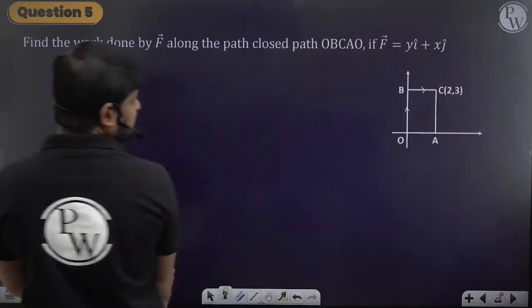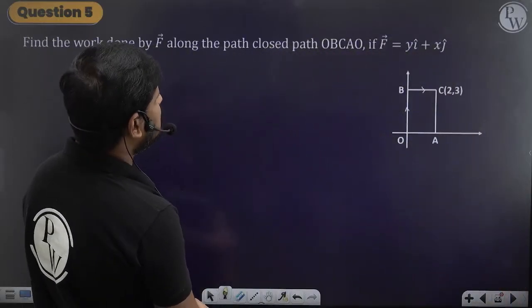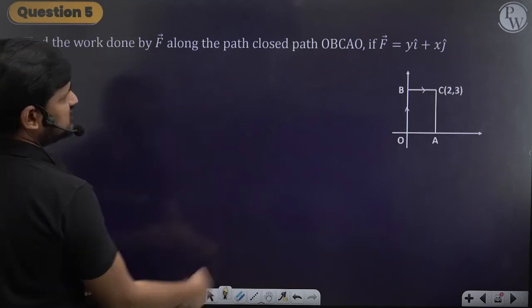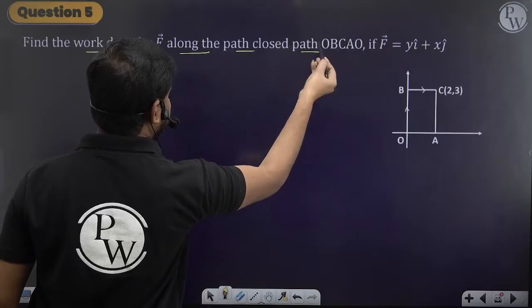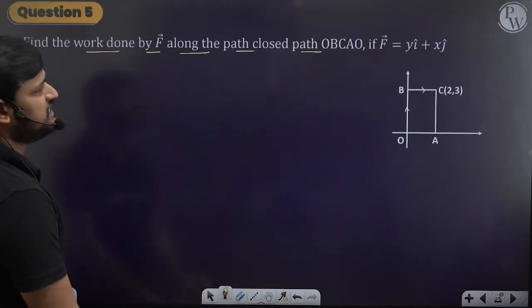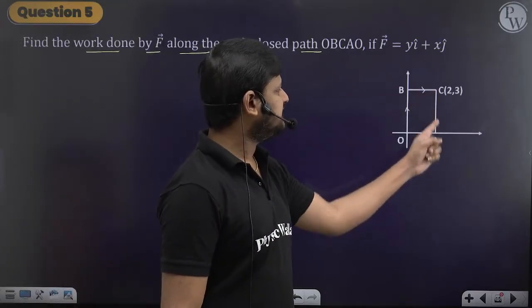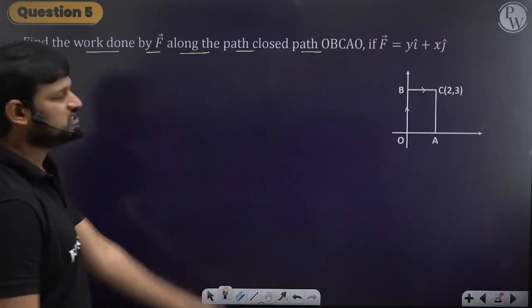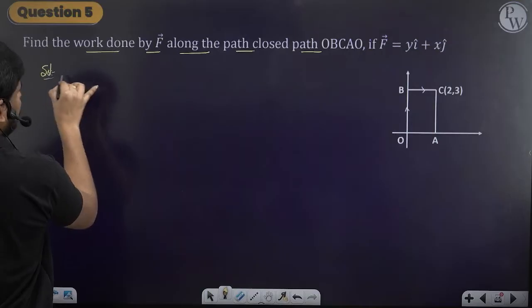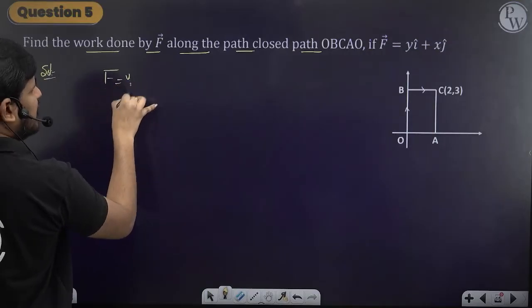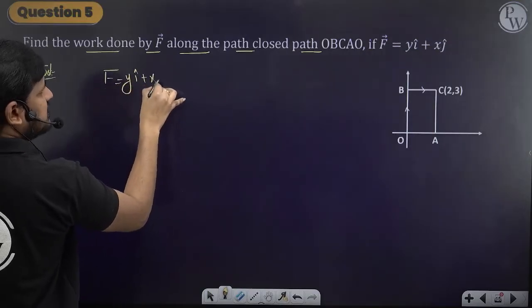So can you guys take this as homework? The force is given. First find the work done by the force along the closed path OBCAO. So first check whether the given force is conservative or not. So how do we check? Let me solve. The force is equal to y i cap plus x j cap.